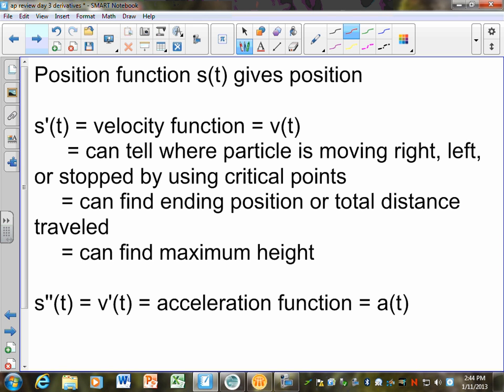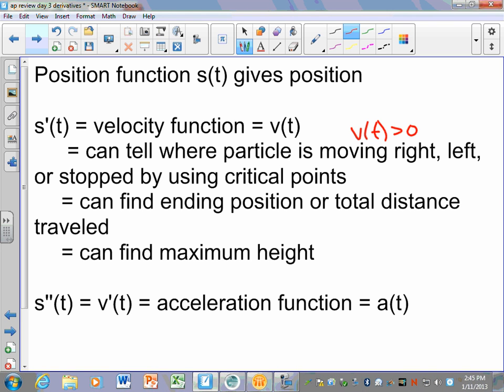Remember that we can tell where the particle is moving left, right, and stopped by using the critical points of velocity. Where my velocity is greater than 0, the particle is moving to the right. Where my velocity is less than 0, it's moving left. And your critical point, where your velocity equals 0, is where that particle is stopped.